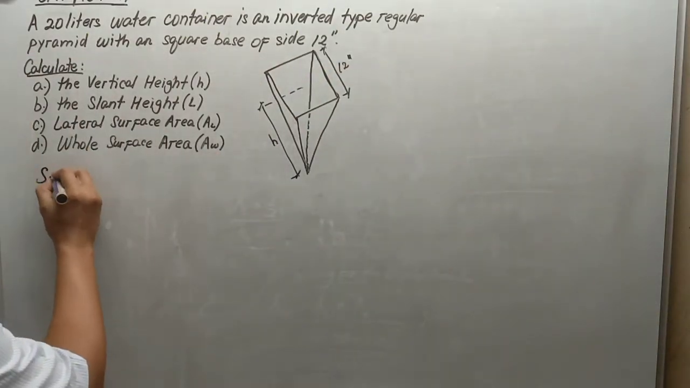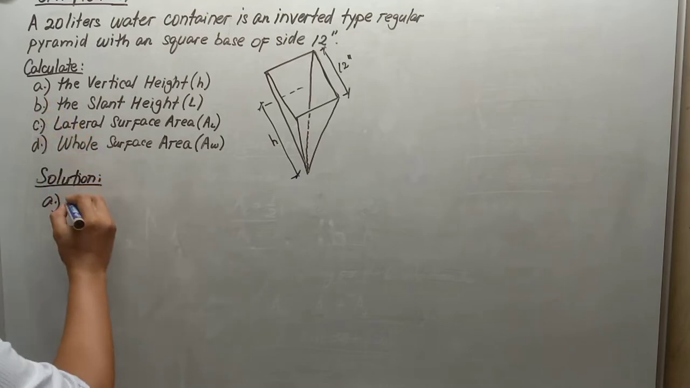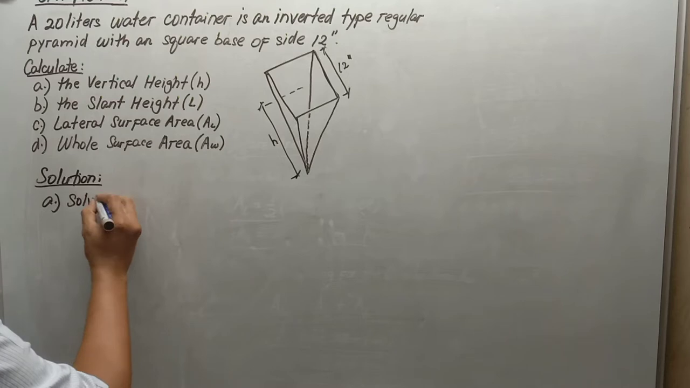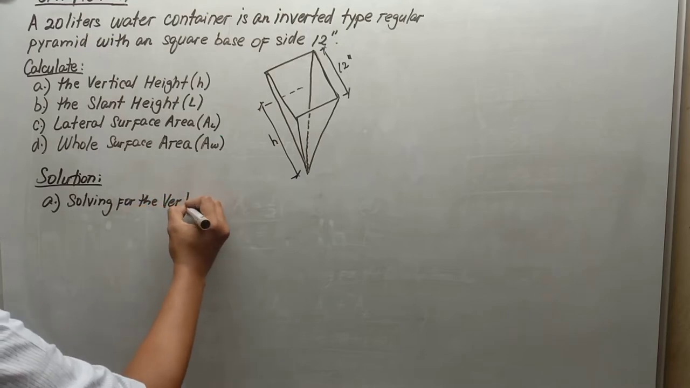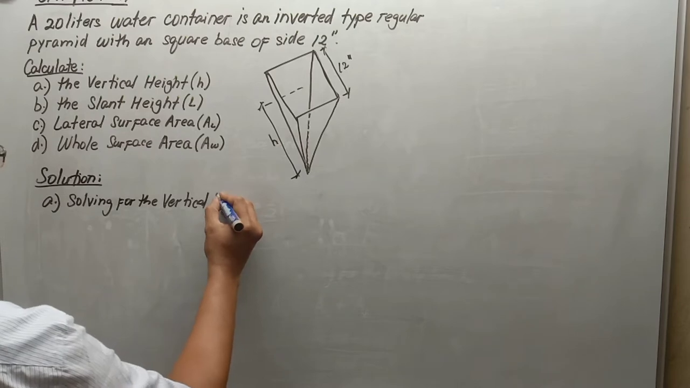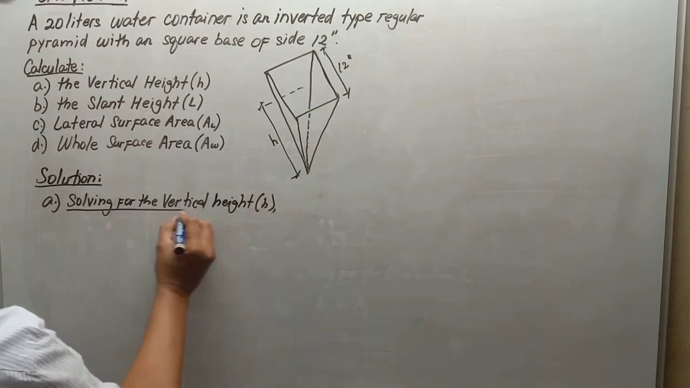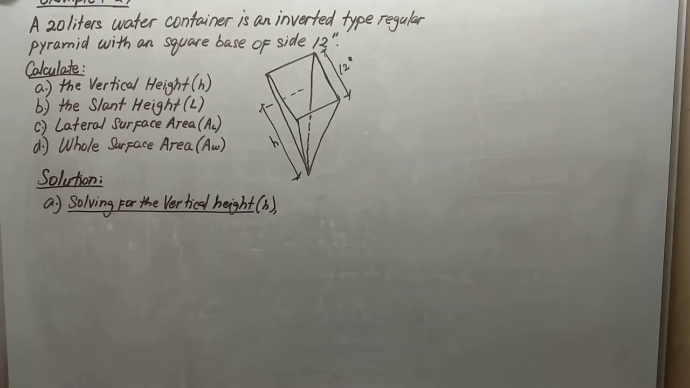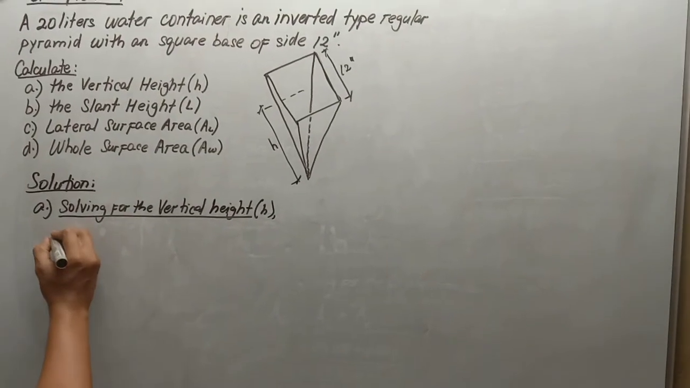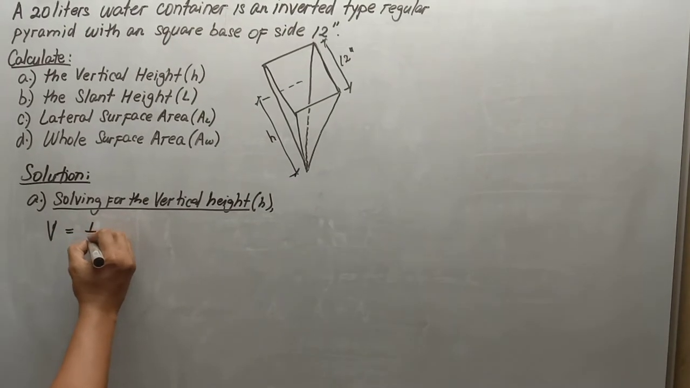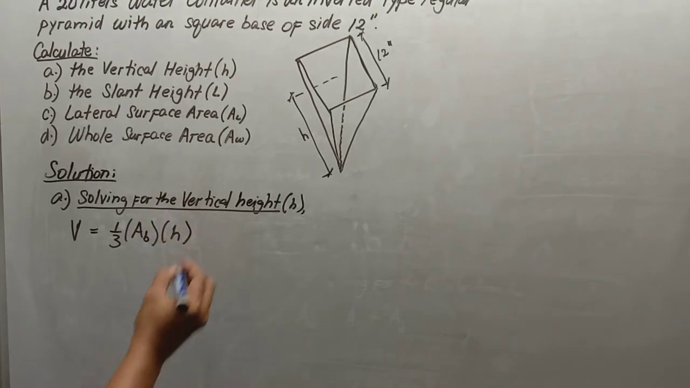A, solving for the vertical height or altitude. So how will you solve for the vertical height or altitude of a pyramid, guys? As we all know, the volume of a pyramid is equal to 1/3 times the product of the area of the base times the vertical height. Okay, this one.